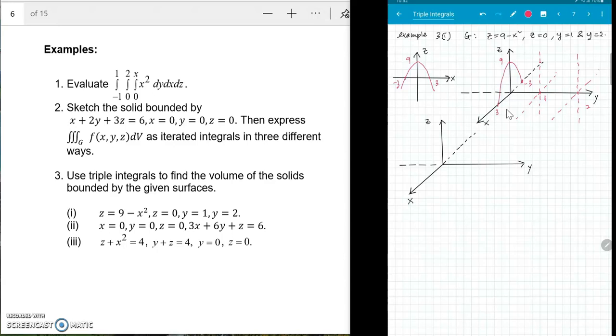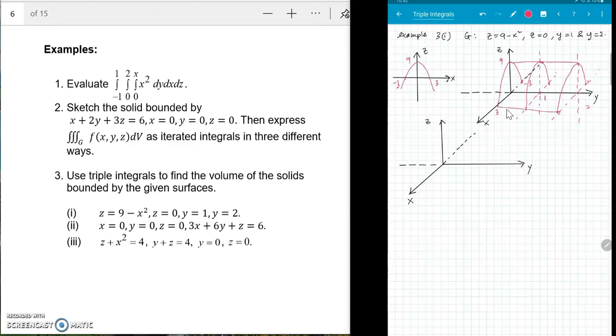So we have another parabola. And on y equals 2, we're going to sketch the same shape of parabola. And then we're going to connect them. So from here, we connect the parabola. What we get is a parabolic cylinder. Okay, so this is a parabolic cylinder.